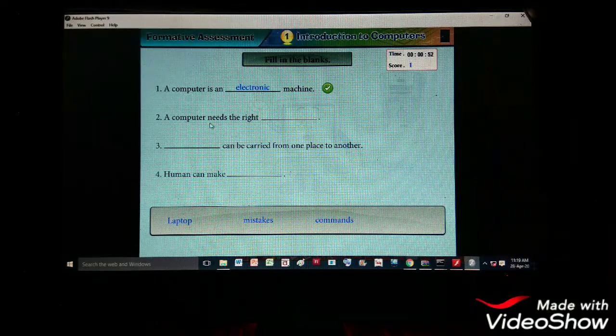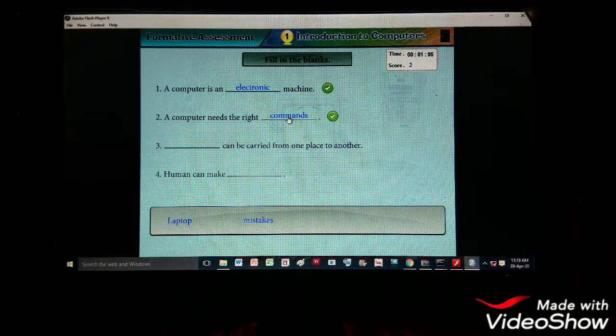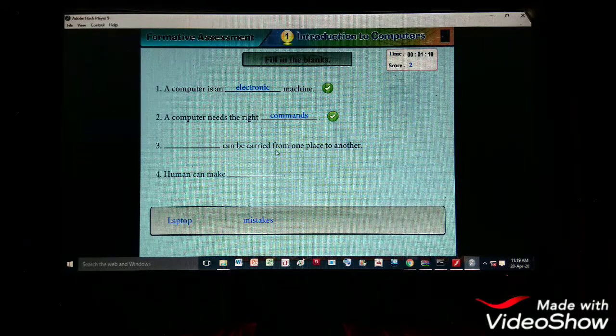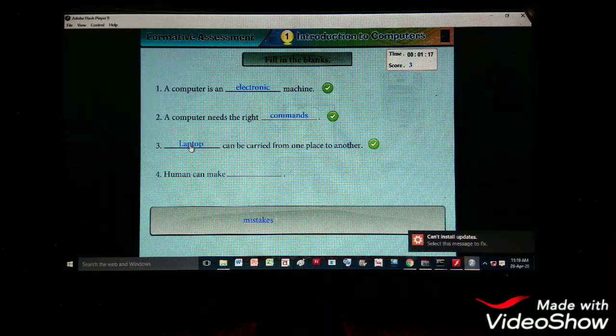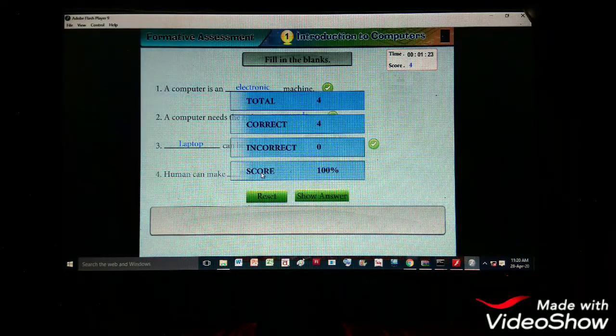A computer needs a right laptop? No. A computer needs the right mistake? No. A computer needs the right commands. Very good. Correct. Next one: dash can be carried from one place to another. Very good, laptop can be carried from one place to another. Then, humans can make mistakes.